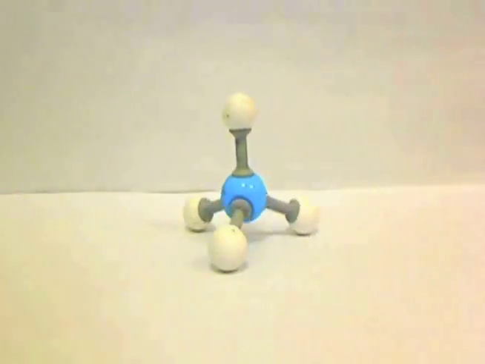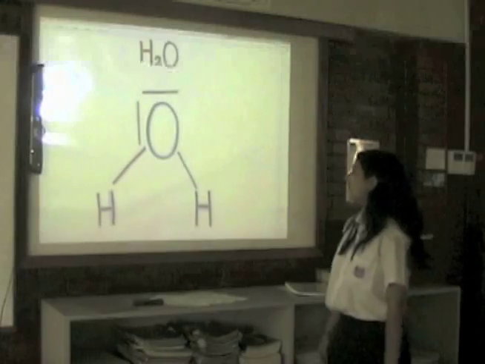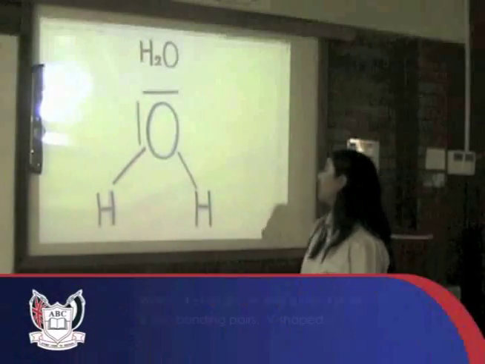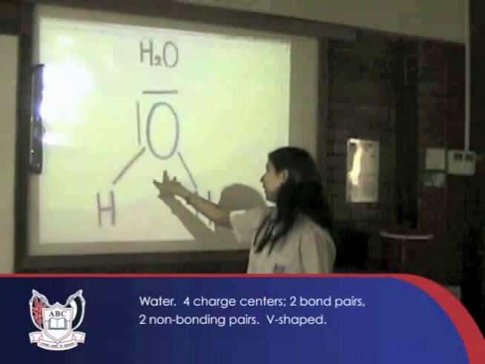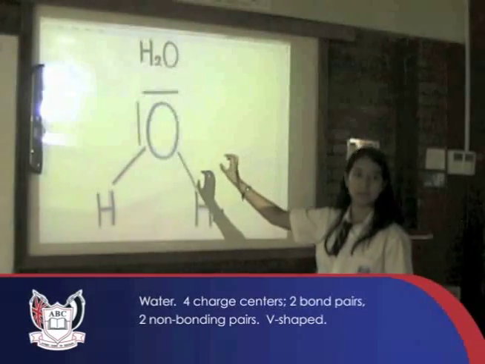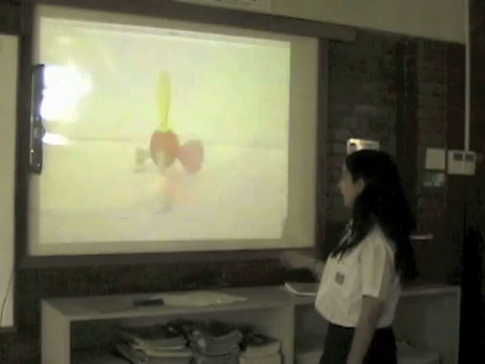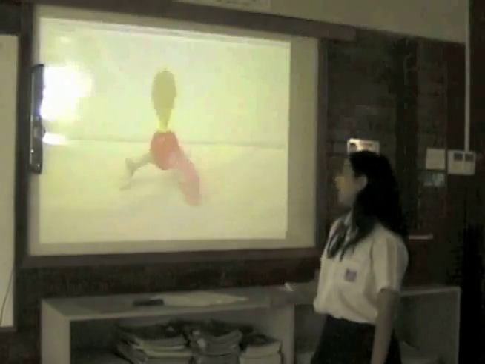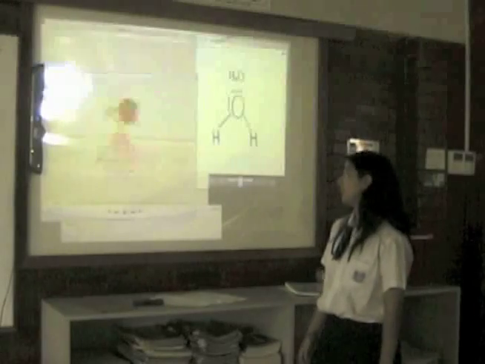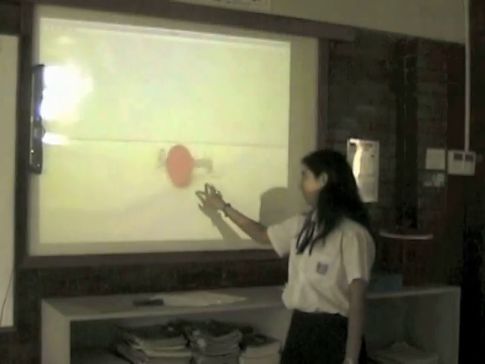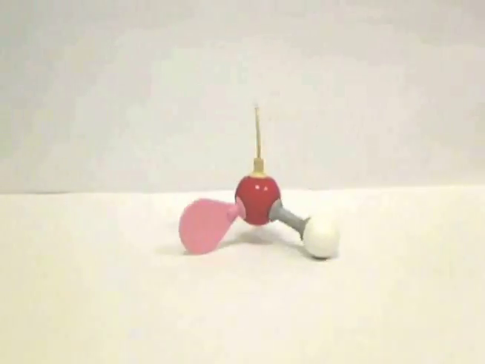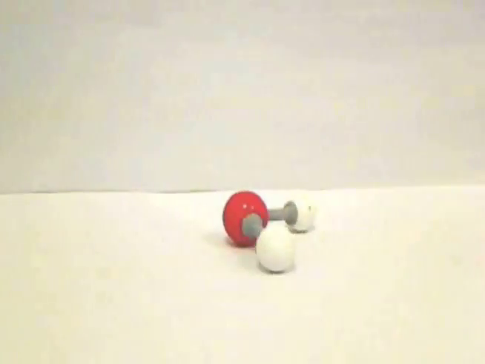Its hybridization is sp3. My molecule is water. As you can see, it has 4 charge centers. Here it has 2 bond pairs and 2 non-bonding pairs. The shape of the charge centers is going to be tetrahedral. However, because it has 2 non-bonding pairs, the shape is going to be V-shaped. The bond angles are going to be 105 degrees. The molecule of water is sp3 hybridized.